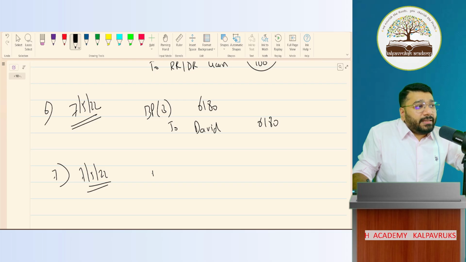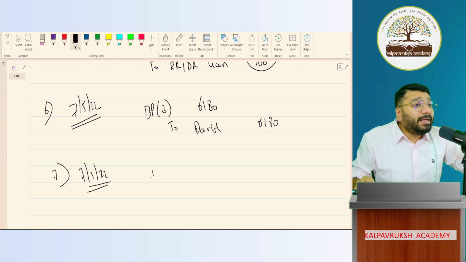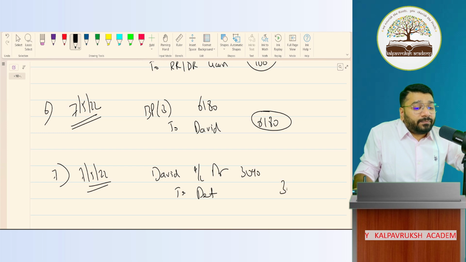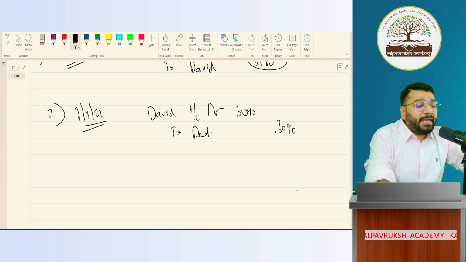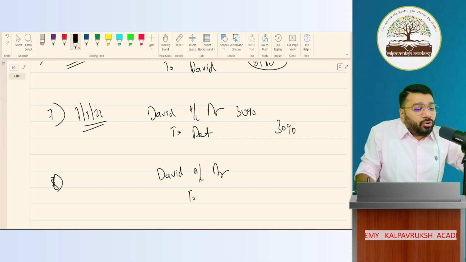50%. 3090. The money which you're not going to pay will be transferred to the deficiency account. So from David account, transfer to deficiency account. David account debit to deficiency account 3090. And the money that you're paying, the entry is going to be David account debit to bank 3090.